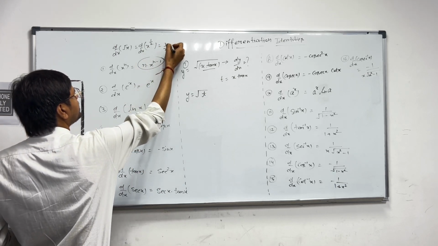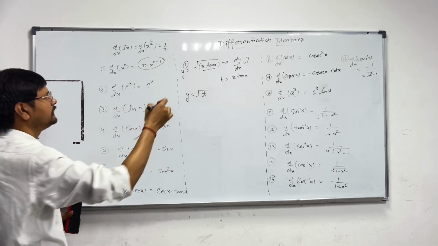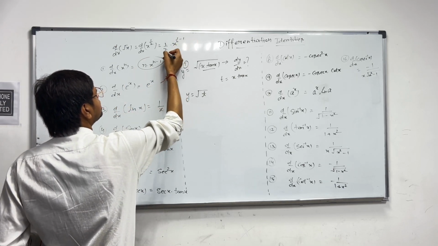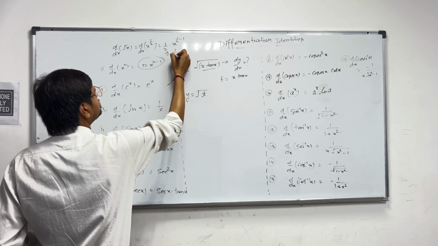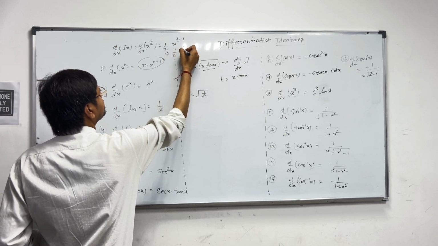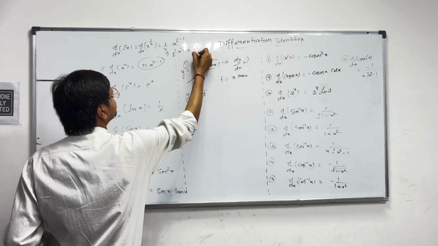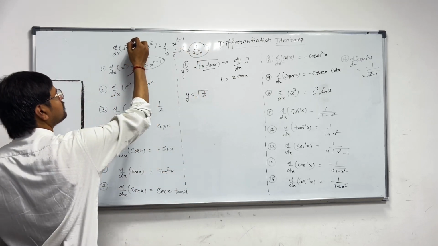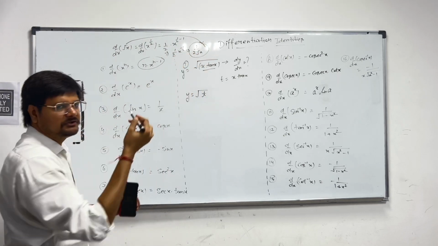1 over 2, and the power will reduce by 1, so it will be x to the power 1 over 2 minus 1. 1 over 2 minus 1, so it will be 1 over 2 x to the power minus 1 over 2, and we can say 1 over 2 root x. Directly we can say 1 over 2 root x. Okay, so differentiation of root x will be what? 1 over 2 root x.